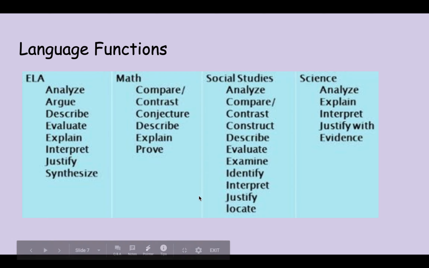These are some more language functions that I think are important and can help people understand ways to write a language objective. They really help you in planning your lesson and thinking about what you want them to be able to demonstrate. Over here in language arts, we have things like analyze, which would be a higher level skill, just like synthesize. Maybe you want them to explain, and that could be in writing or verbally.